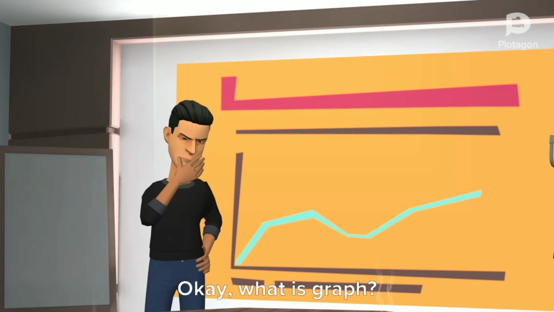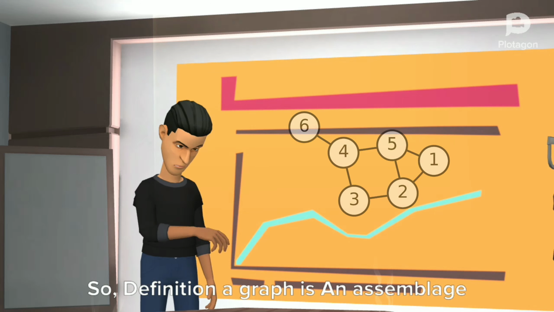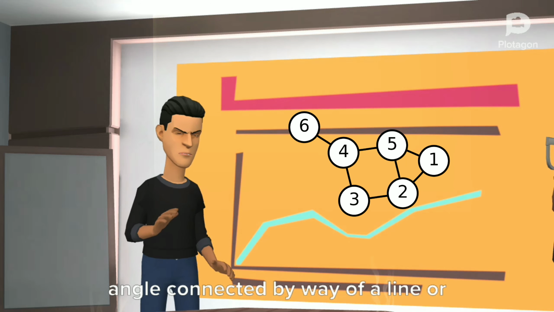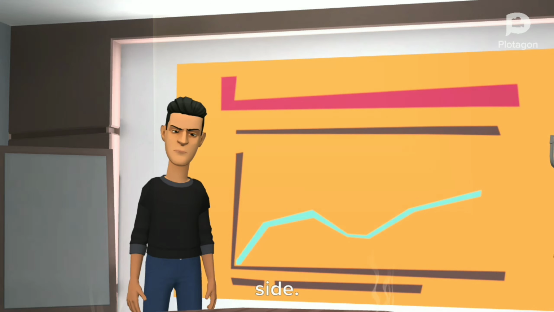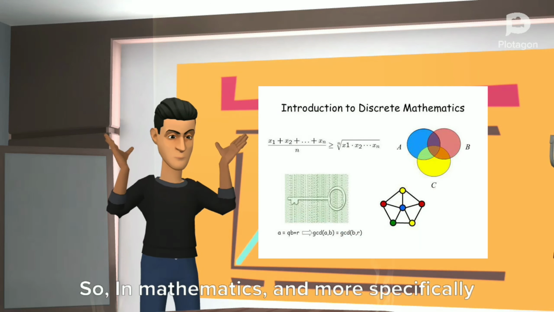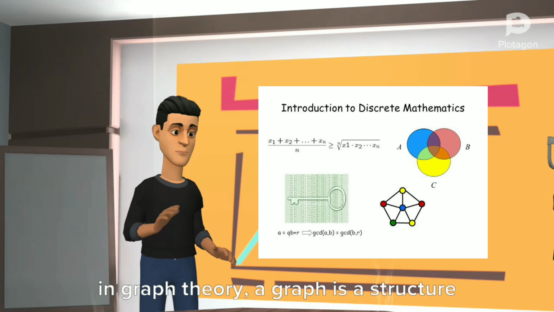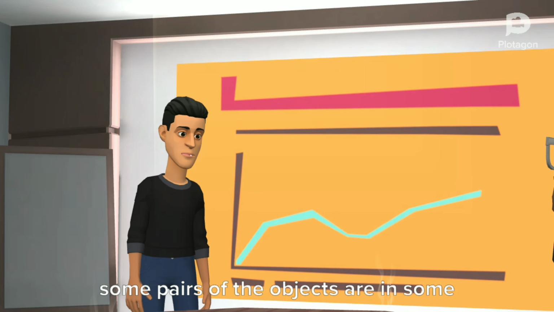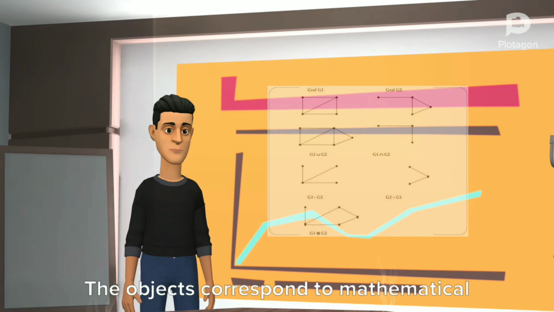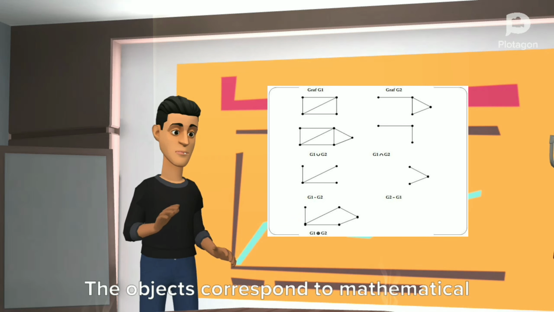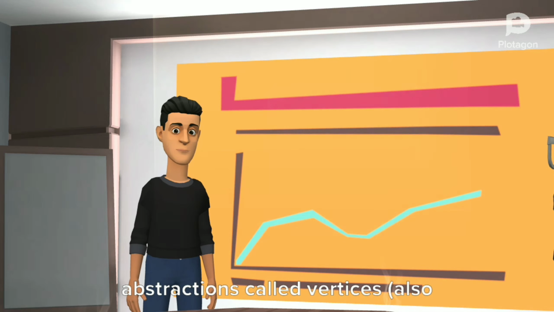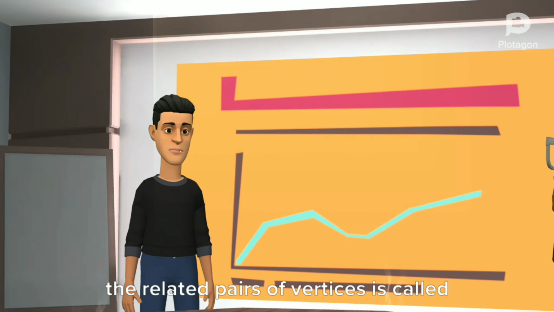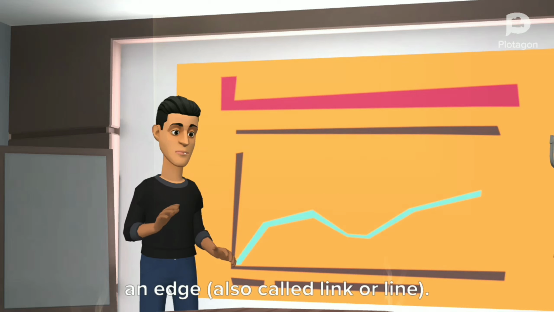Okay, what is a graph? So, definition: a graph is an assemblage of objects named point or knot, or angle connected by way of a line or side. In mathematics, and more specifically in graph theory, a graph is a structure amounting to a set of objects in which some pairs of the objects are in some sense related. The objects correspond to mathematical abstractions called vertices, also called nodes or points, and each of the related pairs of vertices is called an edge, also called link or line.